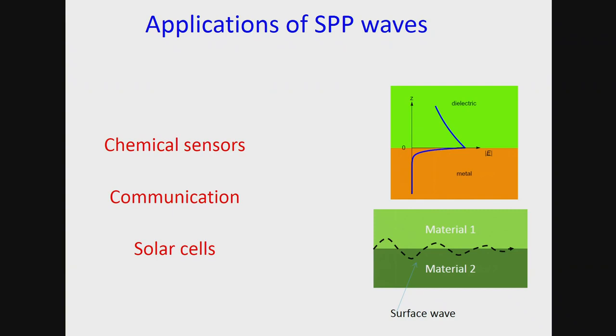Or if we want to use this surface wave in communication, we have only one channel for communicating information from one side to the other. And also in solar cells, since only the p-polarized wave is excited, the s-polarized light, which is half of the incident light, cannot be absorbed by the solar cells. So the idea at that time was to see if we can get multiple SPP waves at the same frequency.